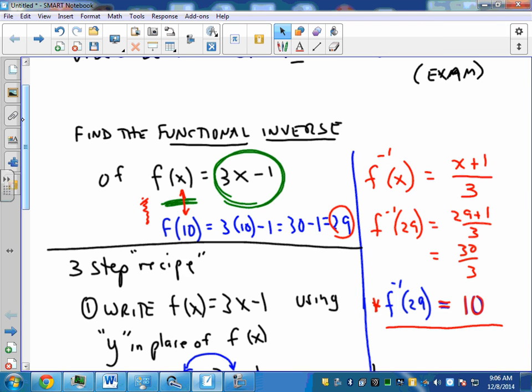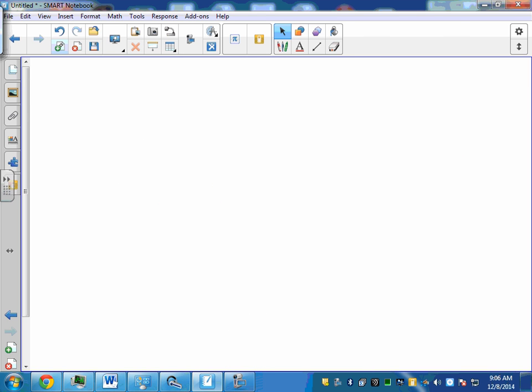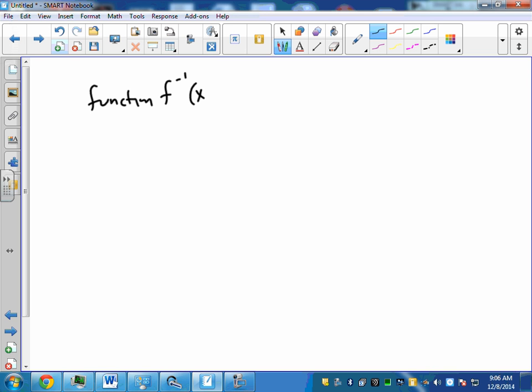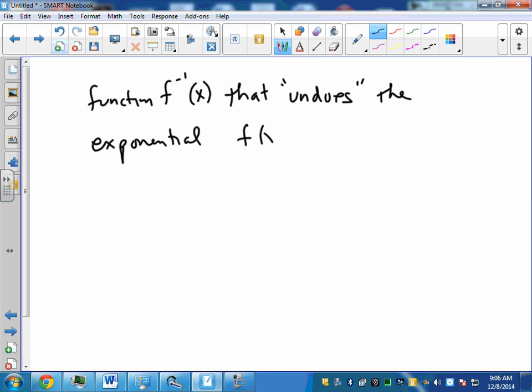As a second example, let's pull up another page here, and let's find the function f inverse that undoes the exponential function f of x is 2 to the x. Okay, so we need some function that undoes this. Let's follow our three-step recipe. Step one is we write this using y in place of f of x. So y is 2 to the x.